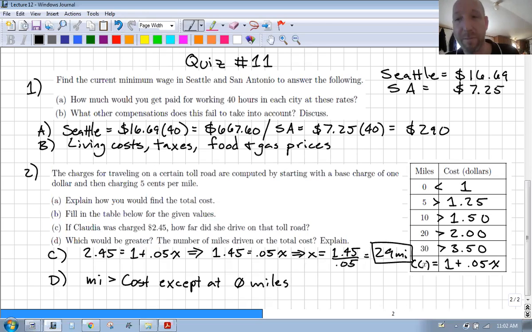And that's if you're comparing miles to dollars. Comparing miles to cents, that's a different question, right? Because this would be 125 cents. 125 is bigger than 5. All right, any questions about this quiz?